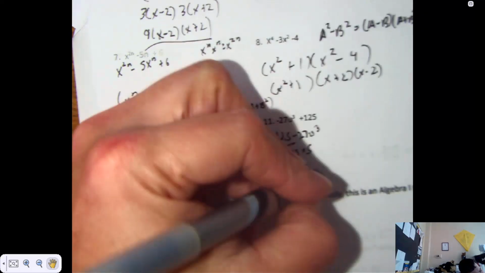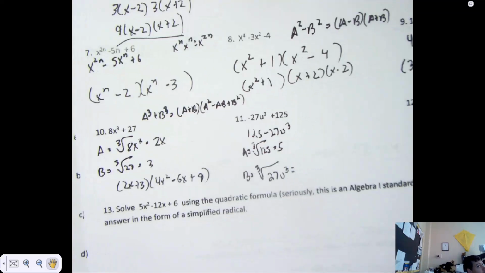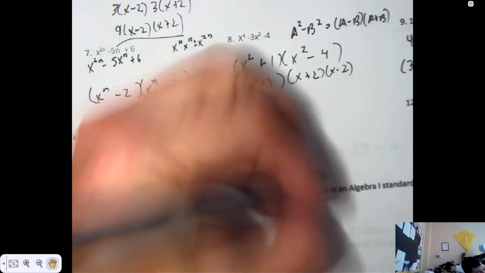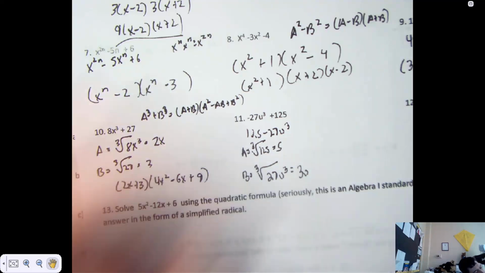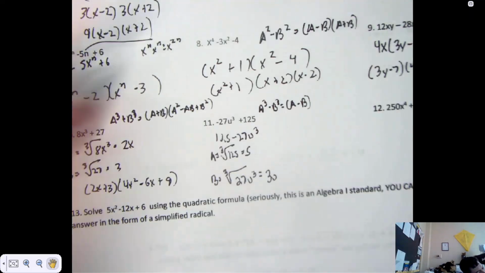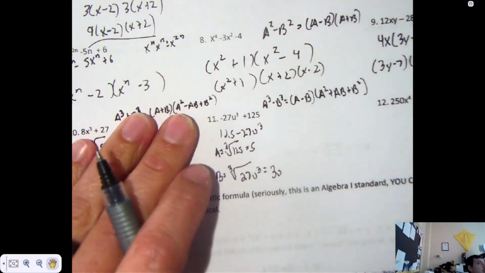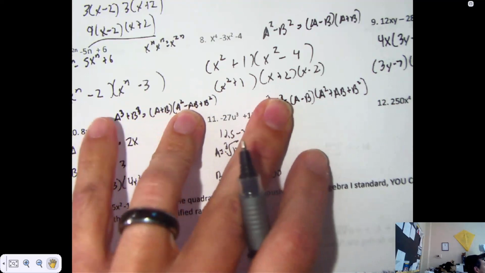What is the cubic root of 27u cubed? 3u. Now, last thing to talk about, the difference of 2 cubes pattern. What is it? Oh, it's just theorem this time. It's a minus b. Lettering's all the same. It's the signs that change between the 2 forms.